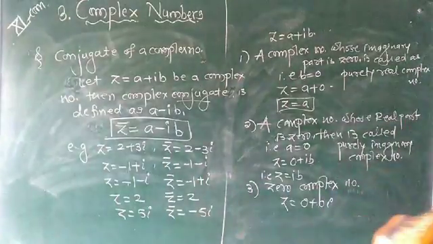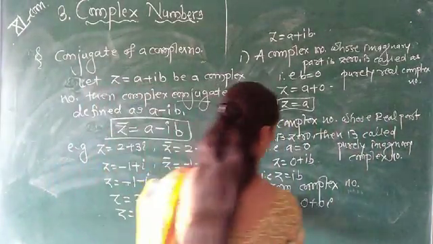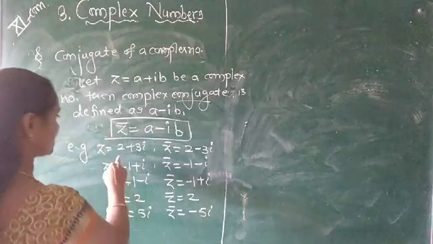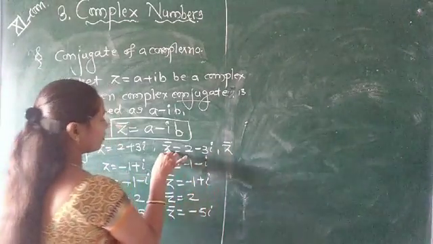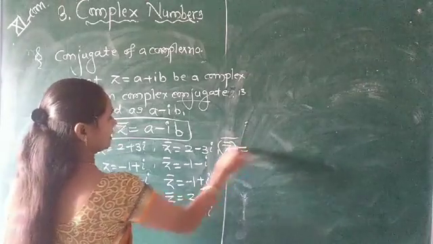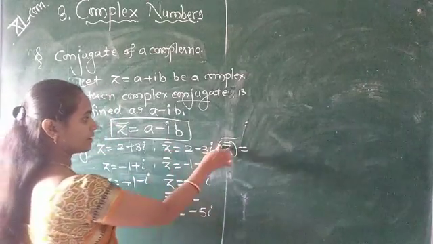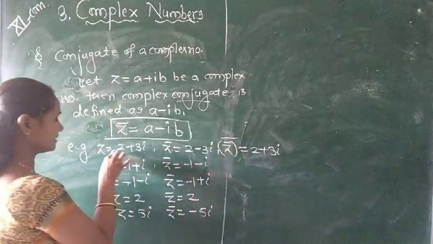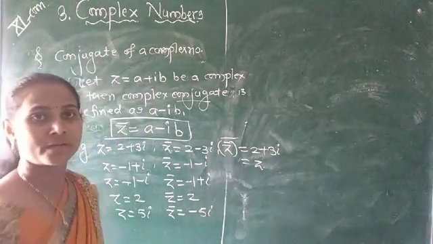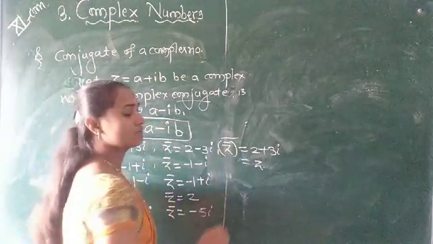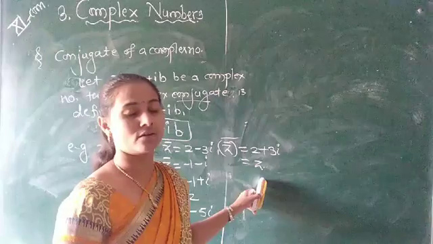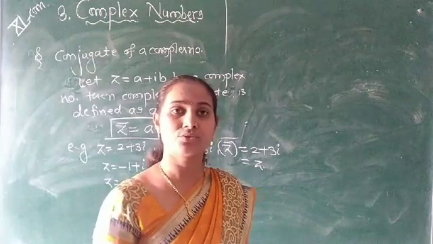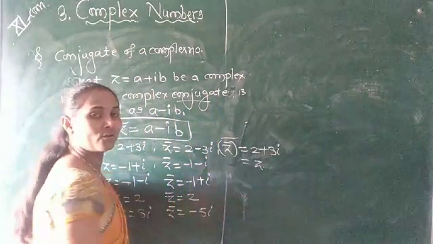Now the next point, there are some properties of complex conjugate. Now see, this is the complex number and this is the conjugate. If I take the conjugate of this z bar again, the conjugate of the conjugate of 2 minus 3i is equal to 2 plus 3i. What is this? This is z. That means the first property of complex conjugate is that if we take the conjugate 2 times of a complex number, we get the complex number itself. This is the first property of complex conjugate.